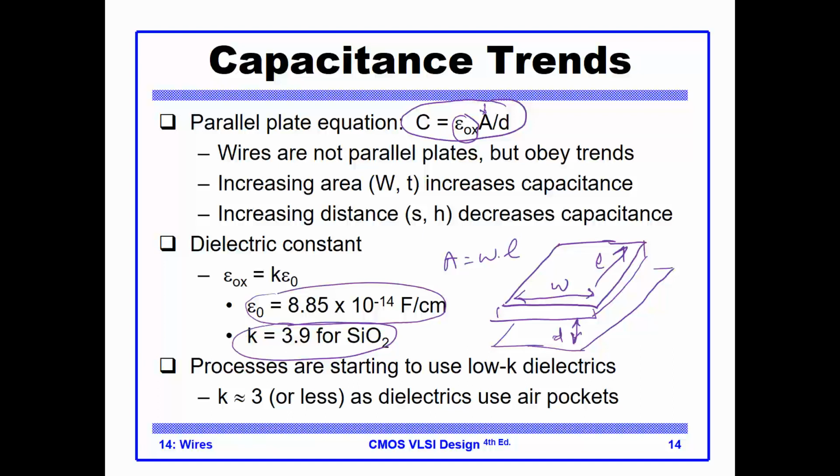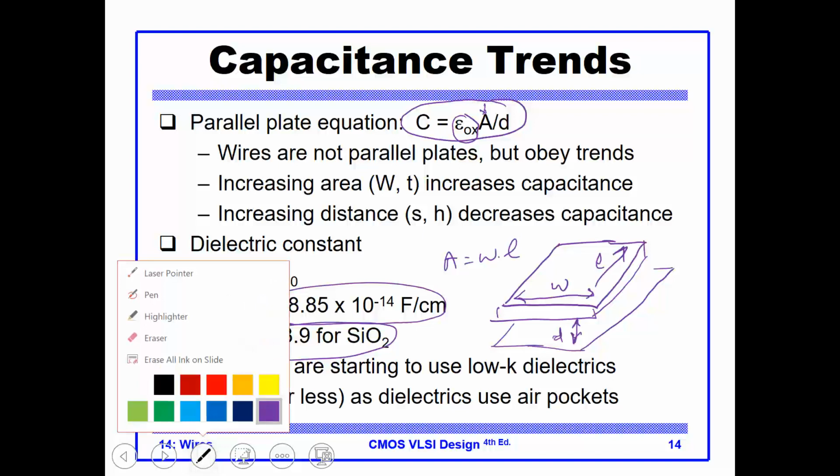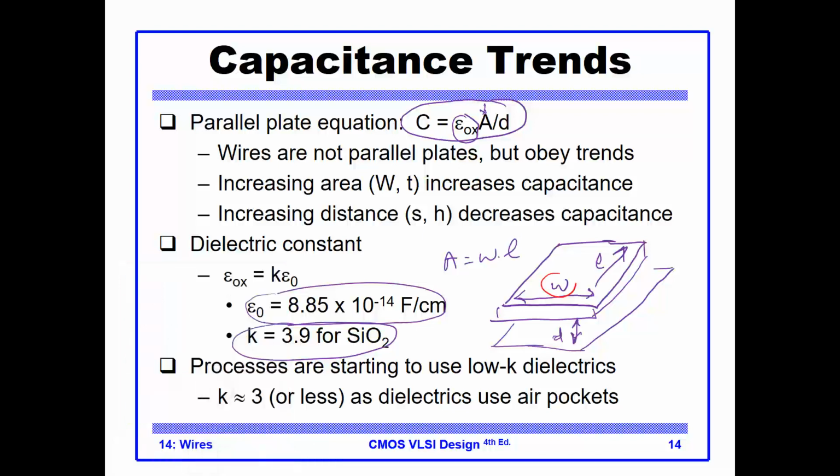But we know that in new processes, this W now is much smaller. We are dealing with wires that look like this. So the W is much smaller than the thickness, and therefore the estimates for these capacitances are much more complicated than the simple parallel plate model.